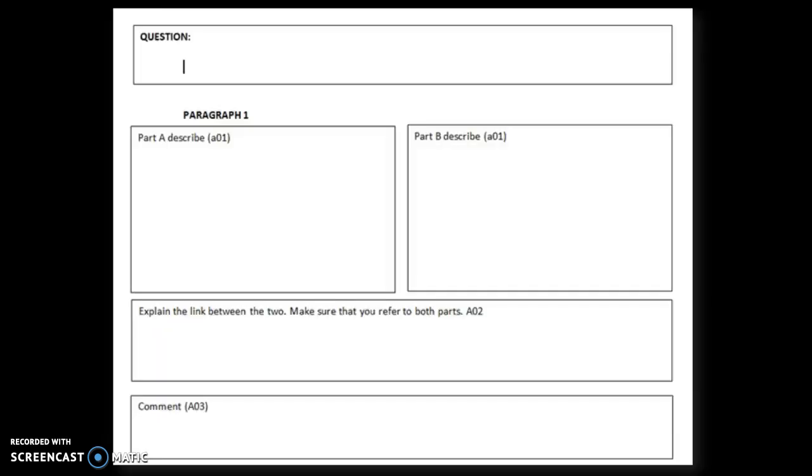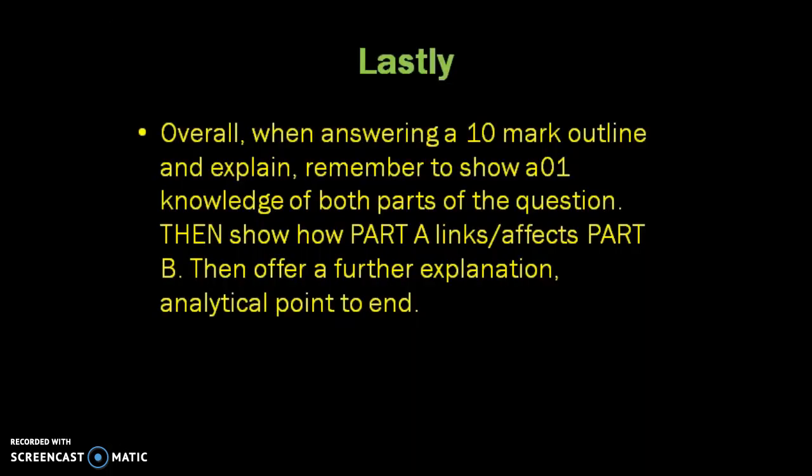So if you prefer, you can use a template, you could copy it out and practice this question, and this will allow you to organise your thoughts, prompt you to show the links between the two and offer that analysis at the bottom. So lastly, overall, when answering a 10-mark outline and explain, remember to show good AO1, that is knowledge of both parts of the question, then show how part A will link to part B, offering a further analytical explanation right at the end.